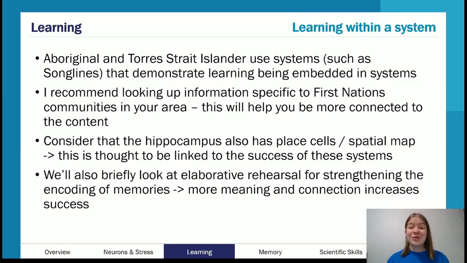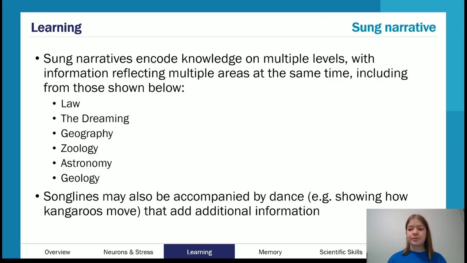Another thing when we're considering memory is that we have this process called elaborative rehearsal, where as we tie more connection onto knowledge, that can strengthen the encoding of memory. So more meaning and more connection is going to increase your success. And as I've briefly mentioned, when we are looking at this topic, we see a lot of interconnections being forged, a lot of meaning being integrated together. And so it makes sense that you can see some really strong outcomes from that sort of approach.